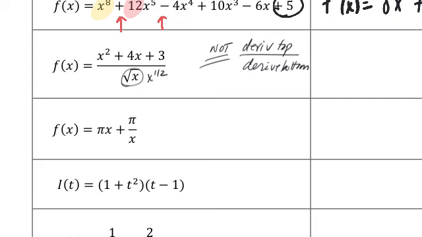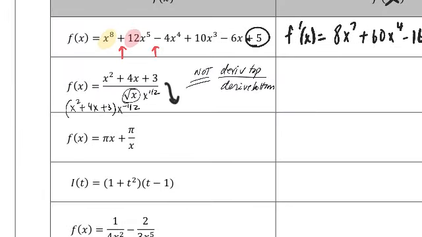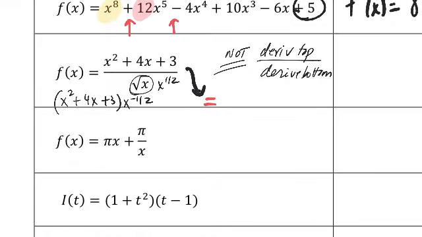And then you can think of it two ways. You can think we're multiplying the top by x to the negative 1/2. Or you can just divide each term by x to the 1/2. So whichever way you do it, that first step would be to rewrite the function and get x to the 3/2 plus 4x to the 1/2, right? So I have here, if I do it this way, x squared plus 4x to the 1 plus 3 times x to the negative 1/2.